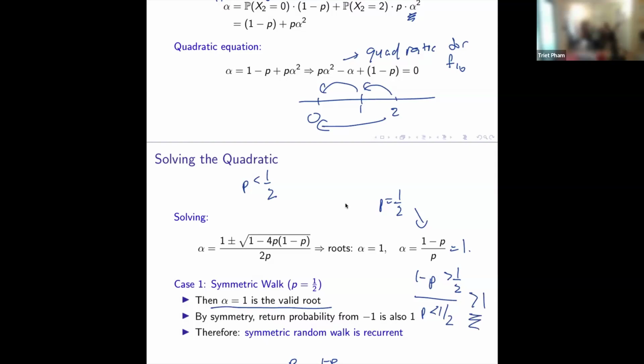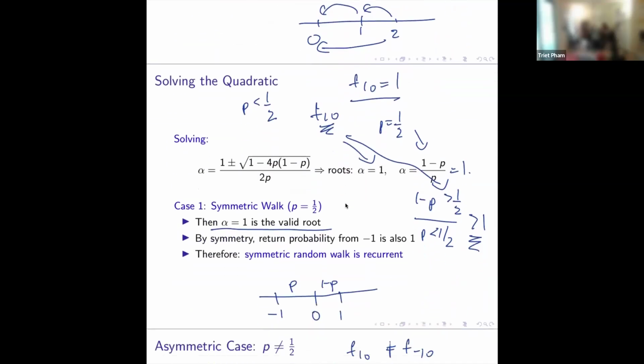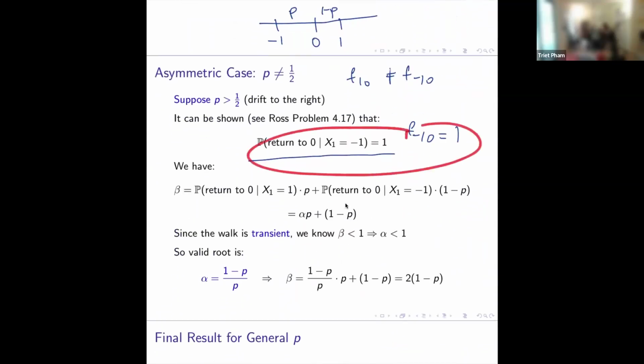So in the case when p is less than 1/2, meaning you have a bias to walk to the left, then the two candidates for f10 are either 1 or something bigger than 1. Of course, in that case, you conclude f10 is 1. Do you understand? So you flip the argument, it's exactly the same as this one. Nothing more. Any question here?